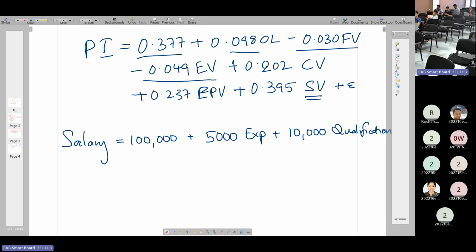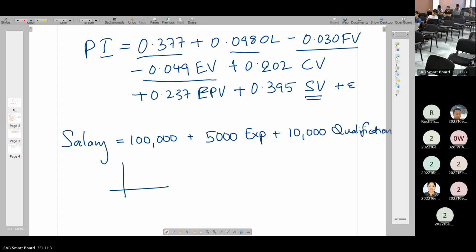Let's say, for example, you created by doing a regression analysis that your salary equals 100,000 for all the employees in your company. You did a regression, and you took their experience levels as well as their qualification. What does this mean? Even if you have zero experience, even if you have no qualifications, still you receive how much? 100,000. That's what it means, intercept.